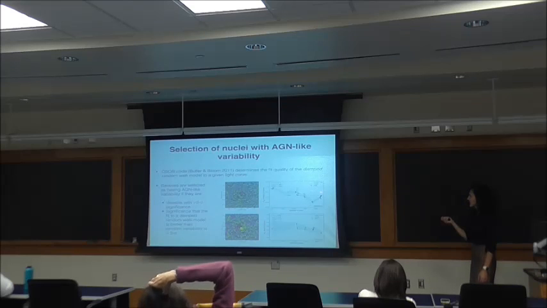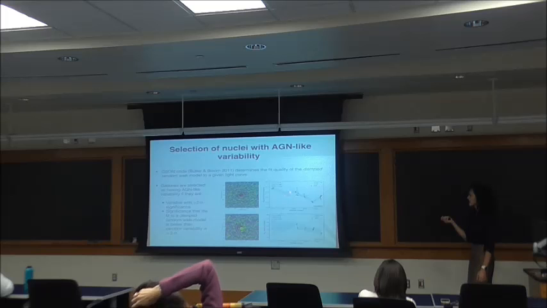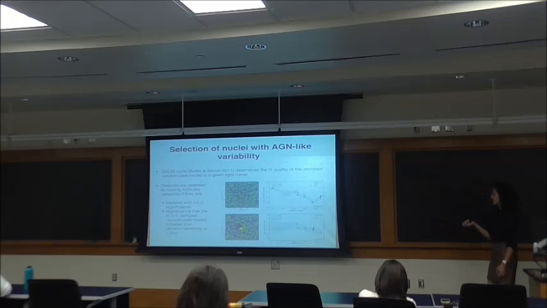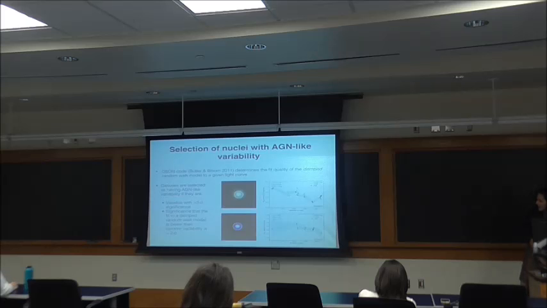And here, the blue line is showing the best damped random walk model fit. That's the solid blue line, and then the shaded region is the model uncertainties. So these are both very well described by a damped random walk variability. These are showing just the images of those two galaxies and the 2.5 arc-second aperture in which we measure the nuclear light output.